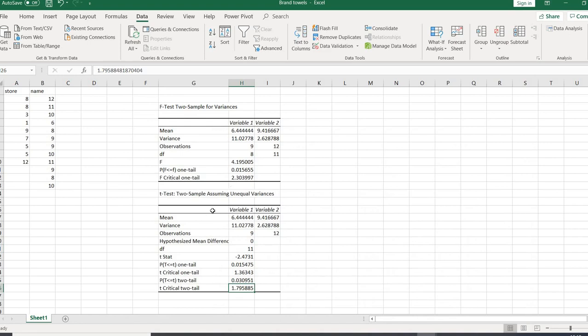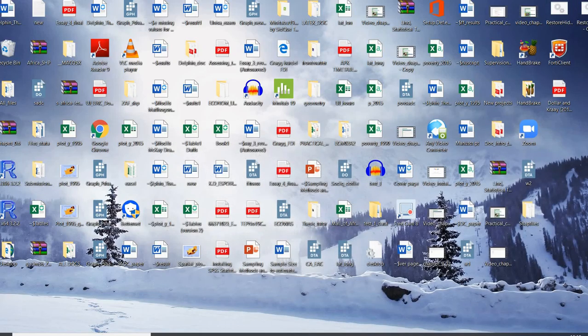So that is how you can also use Excel to compare the two sample means when you assume unequal variance. So quickly, guys, let us go and finish the lecture.